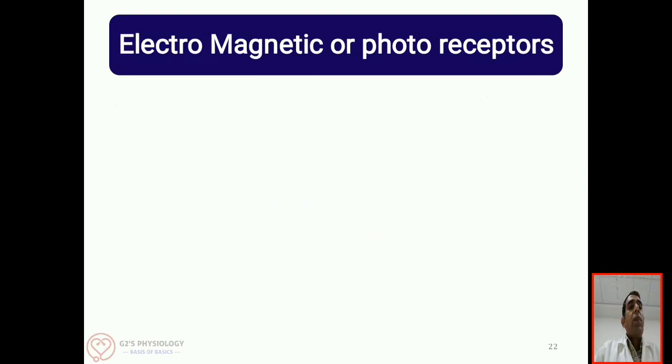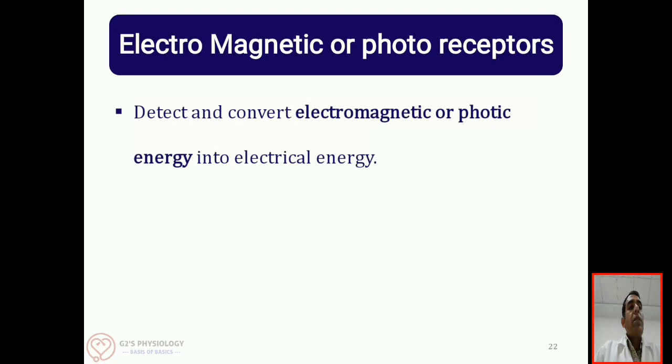Now one more is the electromagnetic receptor. It is also called the photoreceptor. They detect and convert electromagnetic or photic energy into electrical energy. Examples are the rods and cones for vision present on the retina. They respond to light.